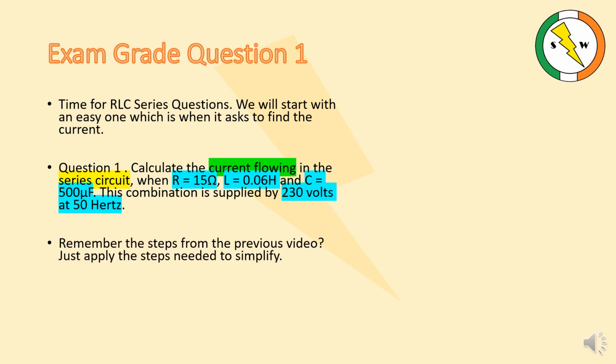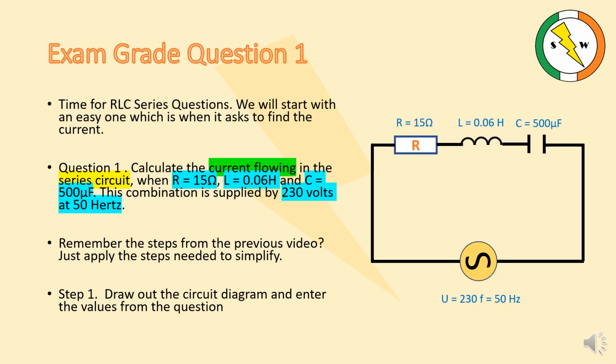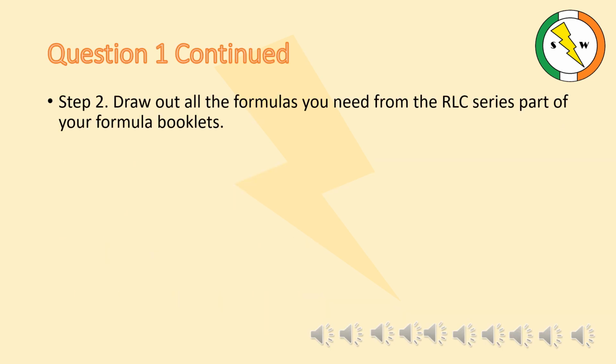Remember the steps from the previous video? Just apply the steps needed to simplify. Step 1. Draw out the circuit diagram and enter the values from the question. Step 2. Write out all your formulas.